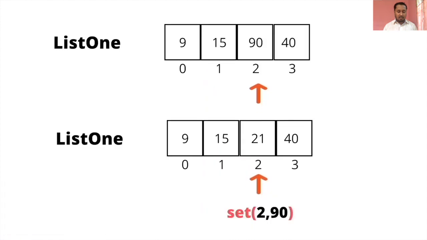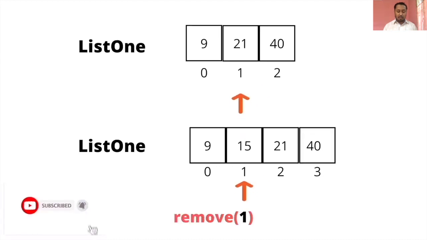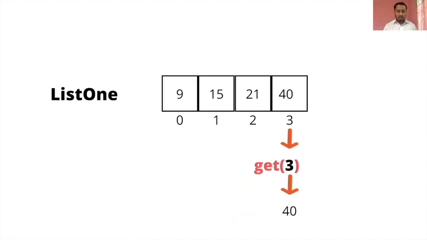Using the set method, we could replace a value at a particular index in the list, where the first parameter is the index number and the second parameter is the value. Using the remove method, we could remove an element at a particular index in the list. Using the get method, we could get the value at a particular index in the list.